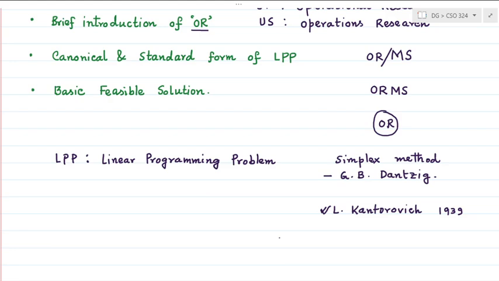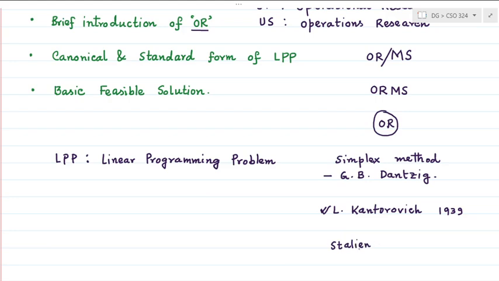in a plywood industry, from where he was known for his theory and development of techniques for the optimal allocation of resources. He is regarded as the founder of linear programming, Kantorovich, and he was the winner of the Stalin Prize in 1949, which is a very famous prize.